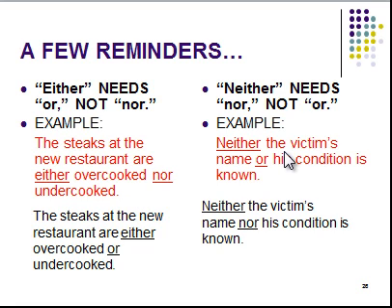And the next example: neither the victim's name or his condition is known. Here it's wrong. If it starts with "neither," which is with an n, there must be an n on the other side. It's like a mathematical equation. Neither, nor; either, or.